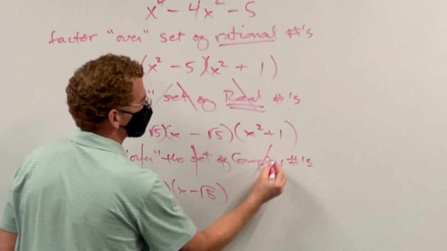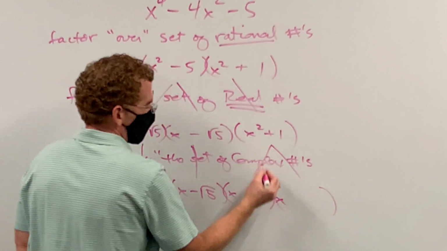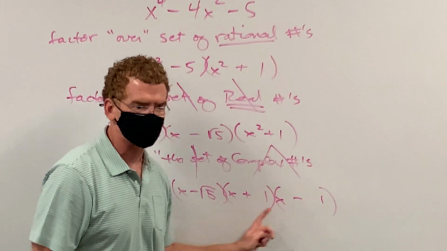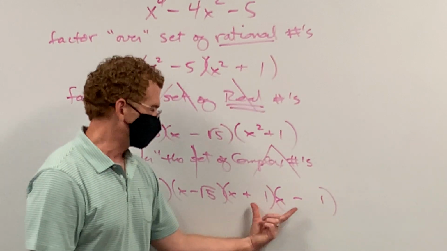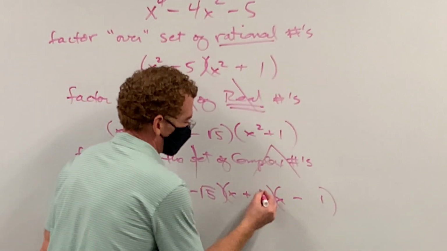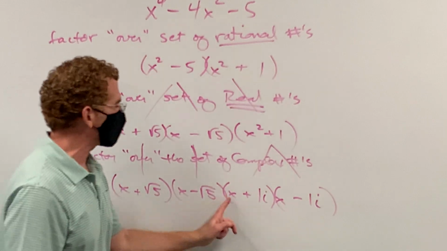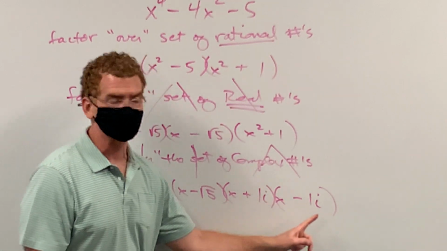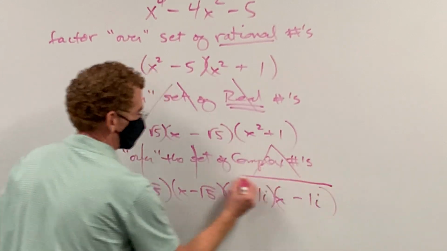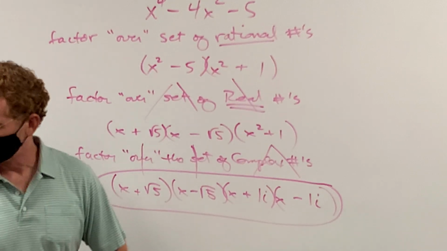But what about this one? x and x, 1 and 1, plus and minus. But what's that going to give me if I stop here? Negative 1. How do I make it positive 1? I tack on an i, and you don't need the 1 there. And now I get negative i squared, which is positive 1. And that would be factoring over the set of complex. Who knew?